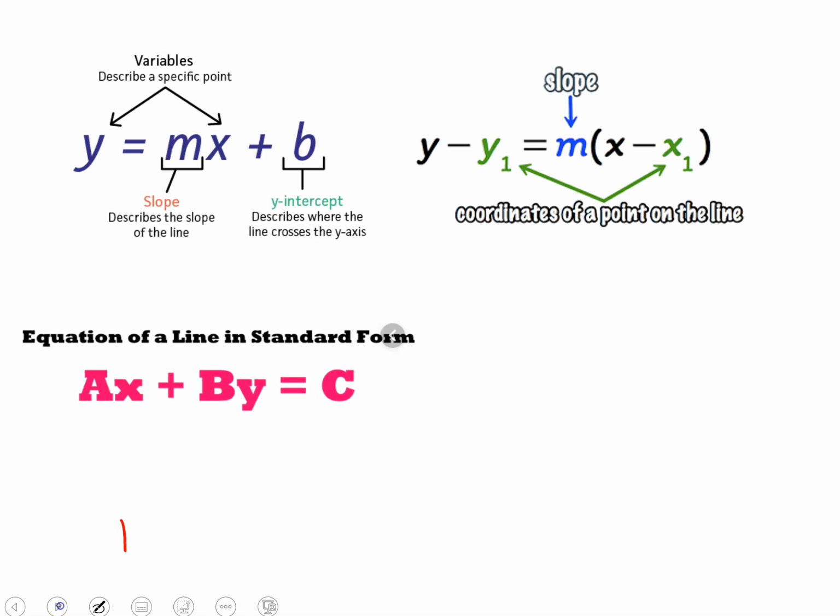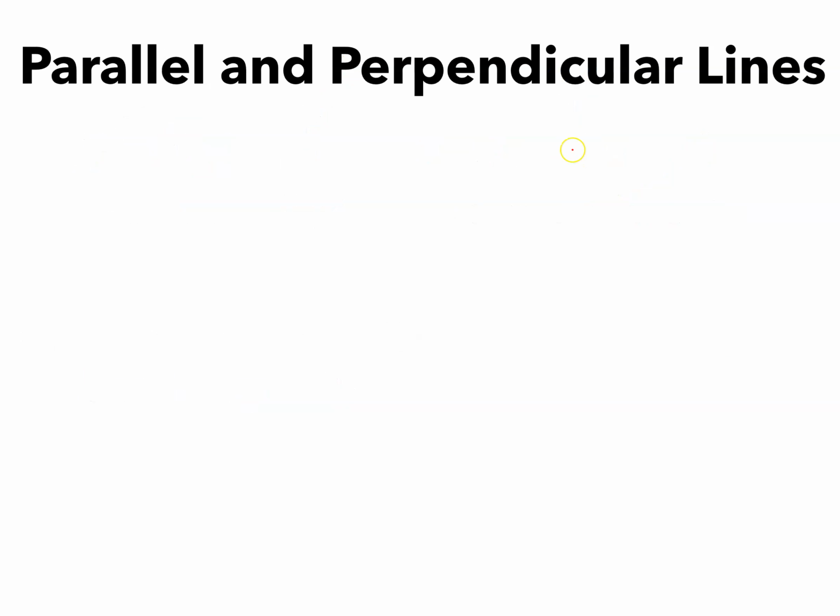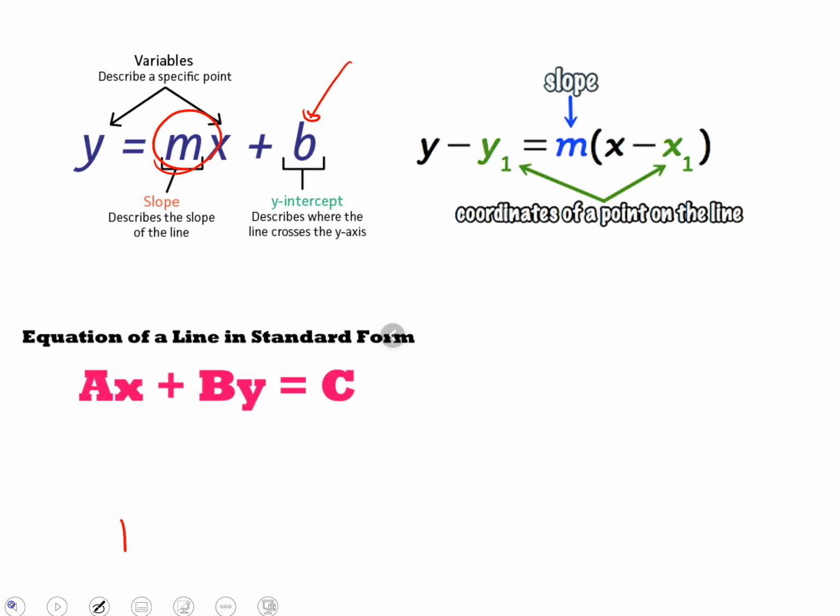The next thing is parallel and perpendicular lines. We needed to be able to look at these different forms of a linear equation and know what the slopes are. So here, this is the slope in slope-intercept form. This is its y-intercept. This is the slope when you're in point-slope form. That one's not as common, but you may see it. And then in standard form, we have to actually calculate it.